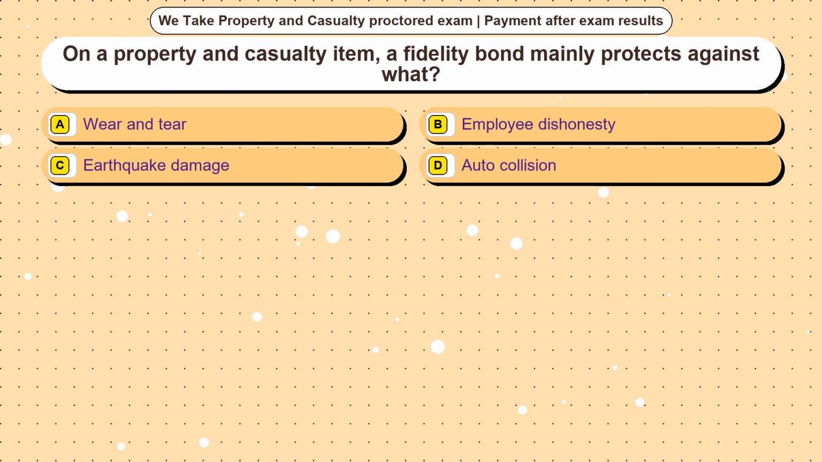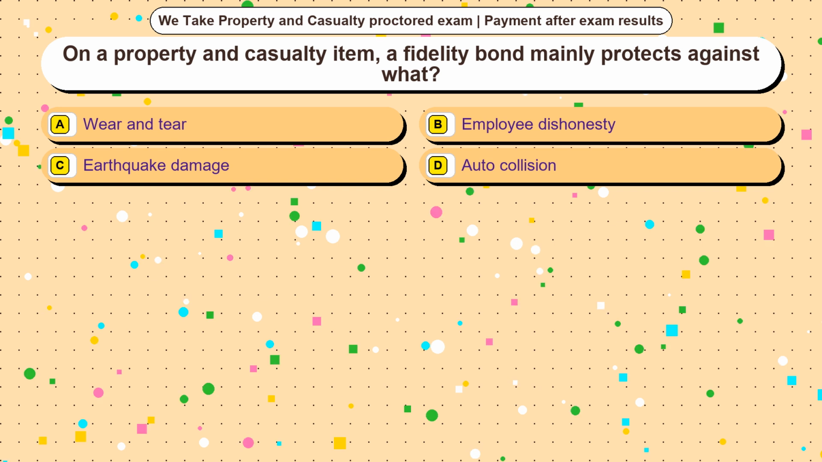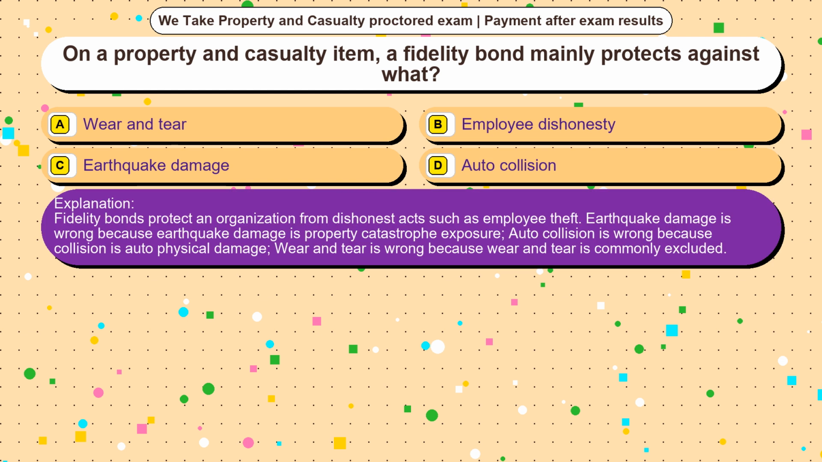Question 14. On a property and casualty item, a fidelity bond mainly protects against what? Option A, wear and tear. Option B, employee dishonesty. Option C, earthquake damage. Option D, auto collision. The correct answer is option B. Fidelity bonds protect an organization from dishonest acts such as employee theft.